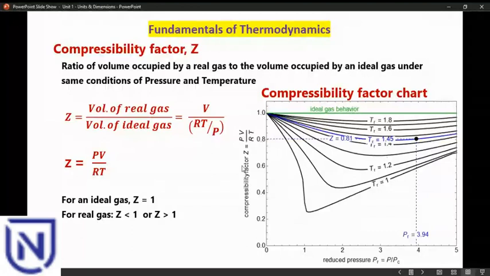Using this graph, at different pressure and different temperature, the line represents temperature. It is called reduced pressure and reduced temperature, with respect to the critical pressure and with respect to the critical temperature. So it is a relative measure.